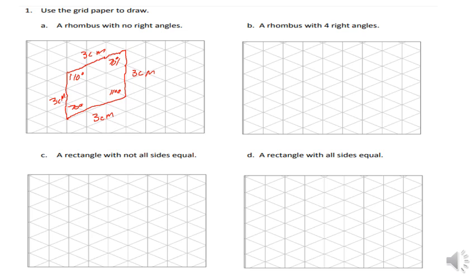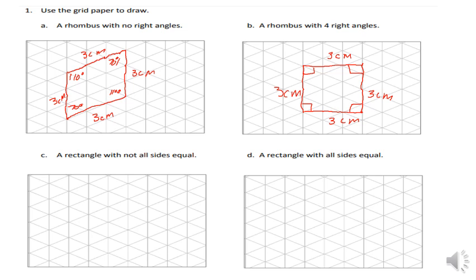Now it says a rhombus with 4 right angles. Okay, so this time I'm going to come down 1, 2, 3, but I'm going to come this way 1, 2, 3, up 1, 2, 3, and across 3. For some reason my grid's a little off, but basically this becomes 3 centimeters, 3 centimeters, 3 centimeters, and 3 centimeters. And each one of the angles inside here is going to be a right angle, which is 90 degrees.